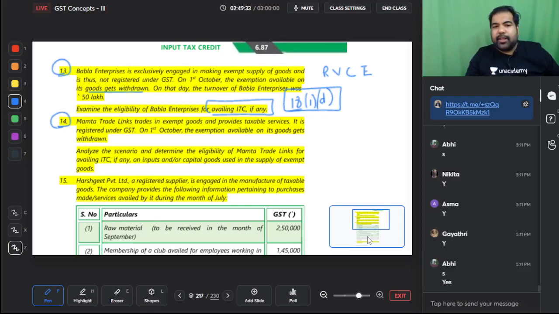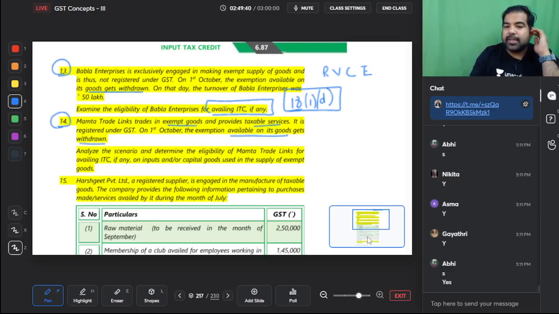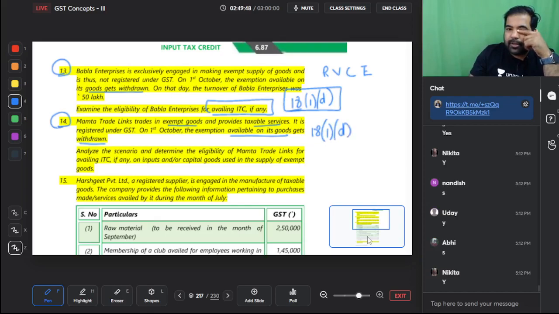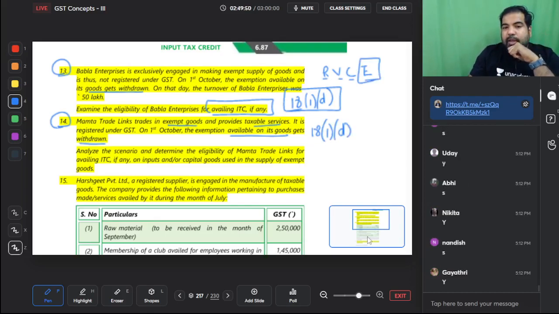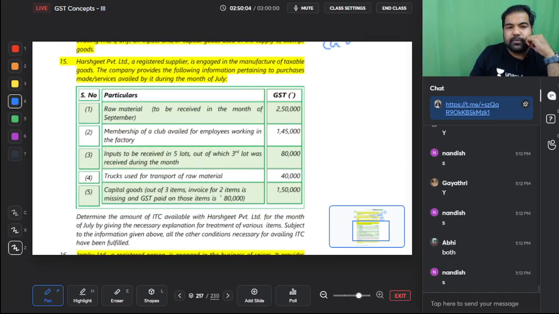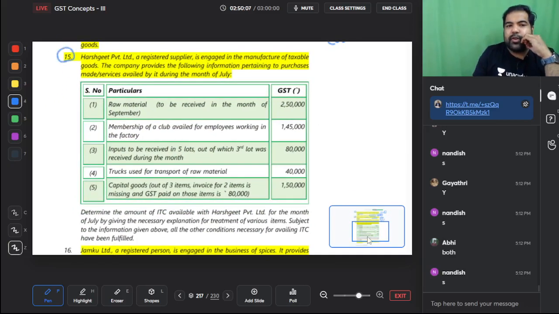Guys, Mamta Trade Links was earlier making exempt goods and providing taxable services. Now the exemption has been withdrawn. Is the government happy, guys? Yes. Will you get credit? Yes. This is also a special circumstance, 18(1)D. Register voluntarily, credit expires, this one. And here, from now onwards, whatever you buy, you'll get ITC. But what about the stock? You will get the credit, yes. And what about capital goods? Will you get credit? Yes, after minus 5% per quarter. Guys, this is question number 15.